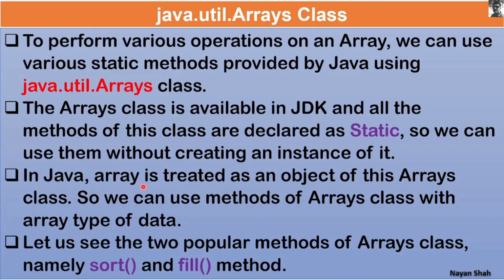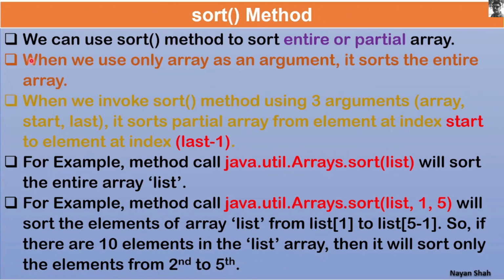In Java, an array is treated as an object of this Arrays class. So we can use methods of the Arrays class with any array type of data. With array type of data, all the methods defined within the Arrays class can be used directly. So let us see the two most popular methods given in the textbook for the Arrays class, and they are sort and fill. The sort method, the first one, as the word says, is very simple. As such there is no need to explain it because you understand the meaning of sort. It is very easy to understand what the sort method would be doing.